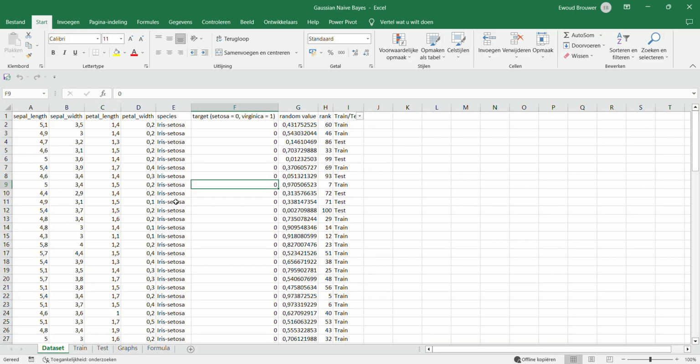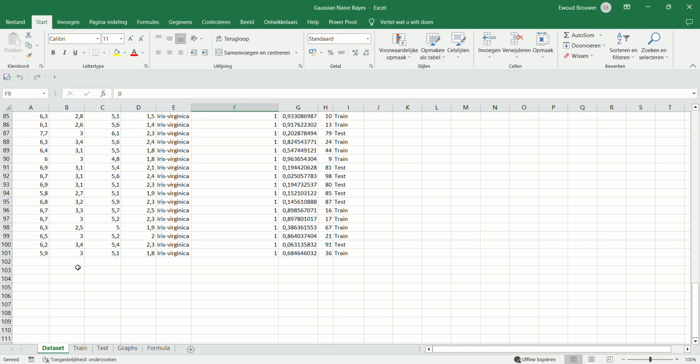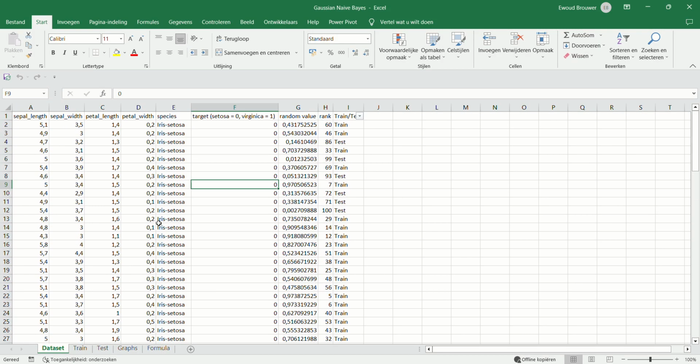The two flowers each have some characteristics: the sepal length, the sepal width, the petal length, and the petal width. That's part of the flower, with the width and the length of the sepal and the petal in centimeters. I did a 70-30% train-test split. So we have 100 observations, which means we will have 70 observations for our training dataset and 30 observations for our test dataset.